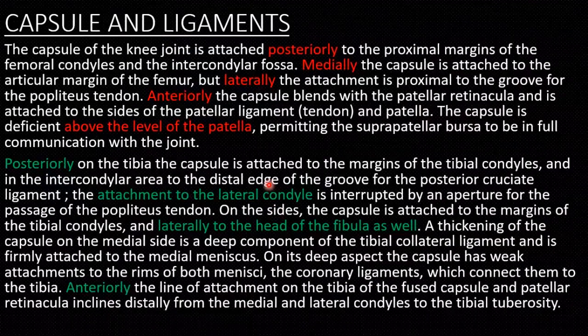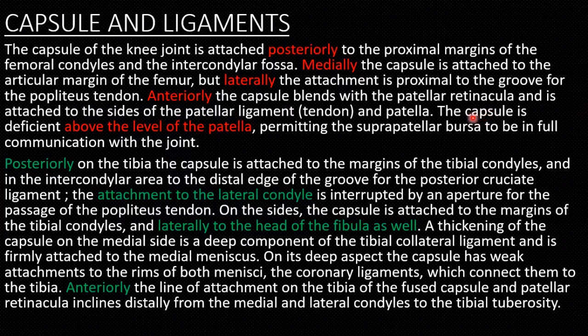Now capsule and ligaments. Let's start with the capsule. When discussing the capsule, you should know the capsule attachment to the femur, and that is what we are going to do now. Posteriorly on the femur, it is attached to the proximal margins of the femoral condyles and the intercondylar fossa. Medially, this capsule is attached to the articular margin of the femur, but laterally, the attachment is higher since it lies proximal to the groove for the popliteus tendon. Anteriorly, this capsule blends with the patellar retinacula and is attached to the sides of the patella tendon or the patella ligament and patella.